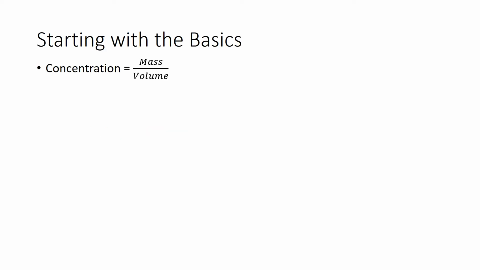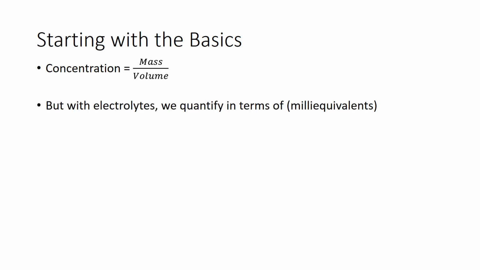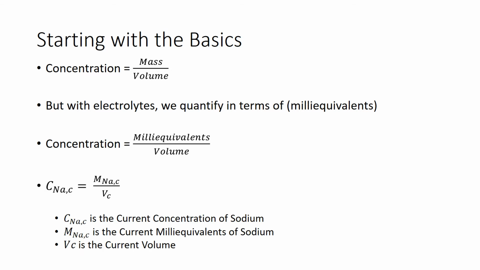So with the basics, concentration is mass divided by volume. But when we talk about electrolytes, they really quantify it in terms of milliequivalents, so really just using its molecular weight to go from mass to this milliequivalence, but ultimately we'll just redefine it as concentration is milliequivalents divided by volume. So for sodium, we can say that the current concentration of sodium is equal to the current milliequivalents of sodium divided by the current volume.